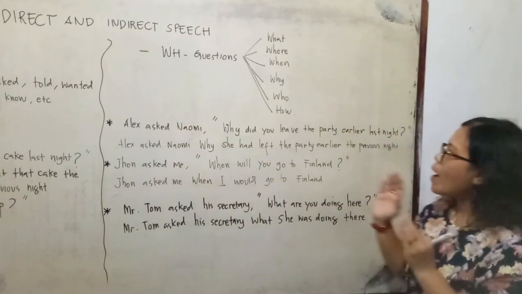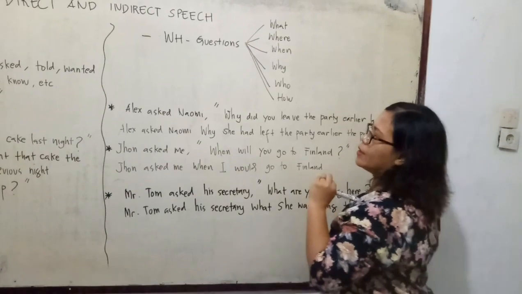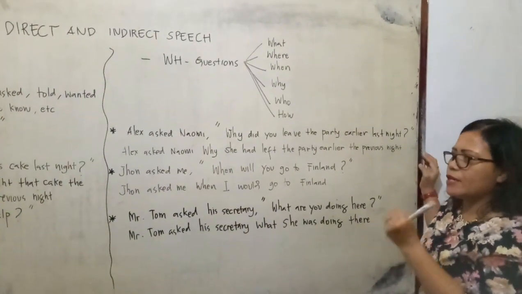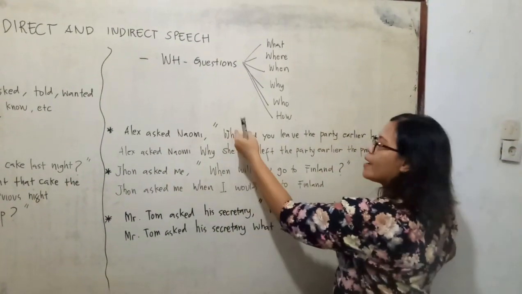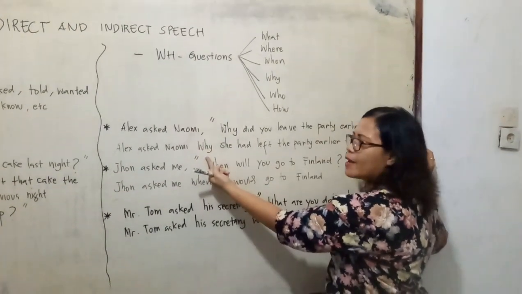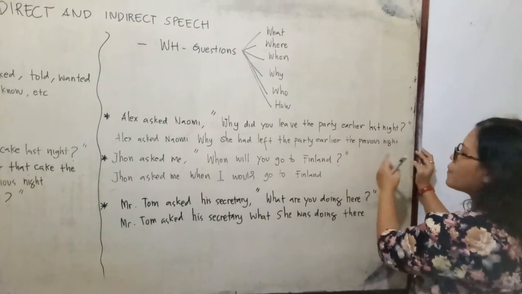Alex asked Naomi, why did you leave the party earlier last night? So, what did Alex ask to Naomi? So, we need to change this into reported. Alex asked Naomi, why? Because the question word is why. So, you have to put why here. Okay, why she had left the party earlier the previous night.